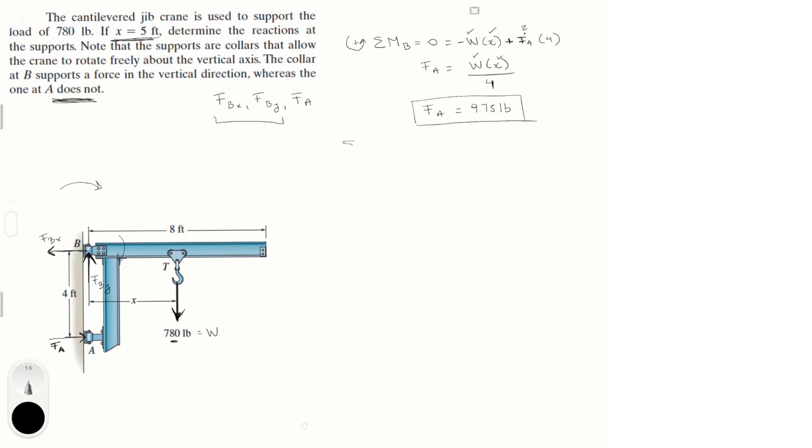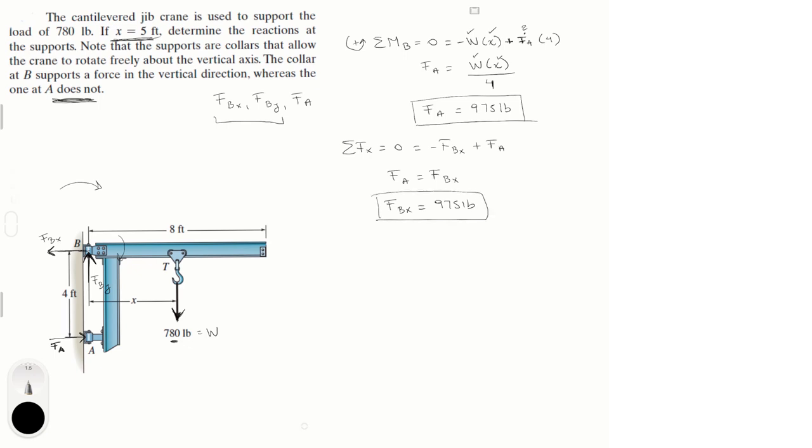Now let's do the sum of the forces in the X, because we only have F of B of X and F of A in the X direction, so this should make it pretty easy. Minus F of B of X, because it's going to the left, plus F of A. So that means that F of A is equal to F of B of X, and F of B of X is equal to 975 pounds, which is what we just found.